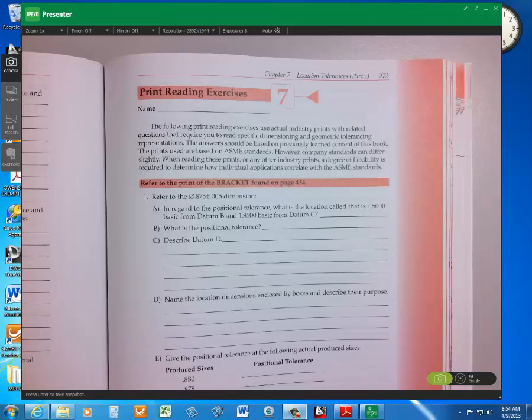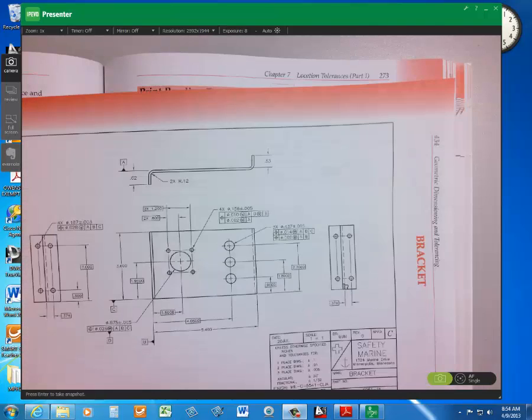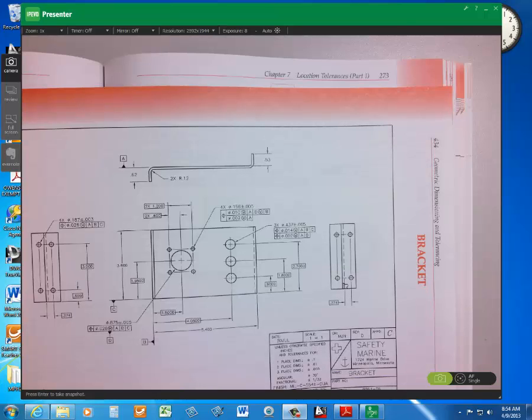Alright, so we're going to review the print reading exercises, and this is all about location tolerances. We will also look at a few other things that you've looked at before. So we're looking at the bracket, page 434.